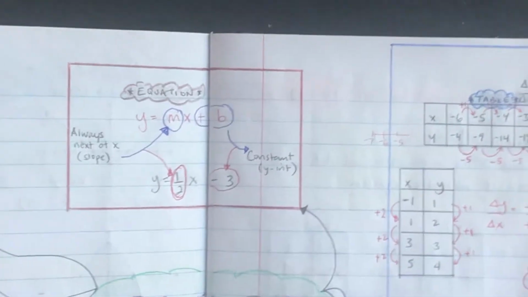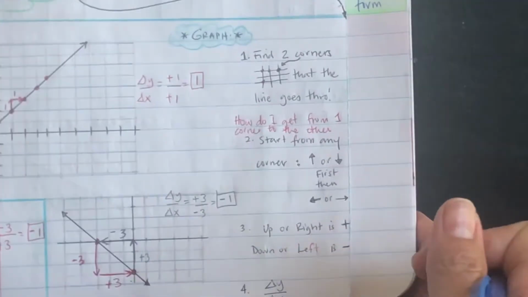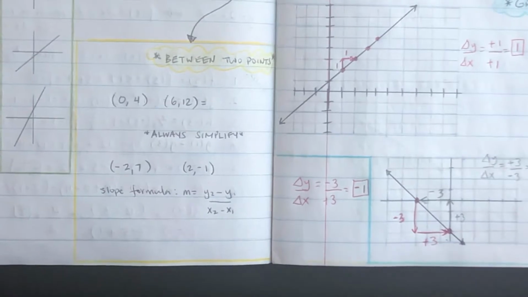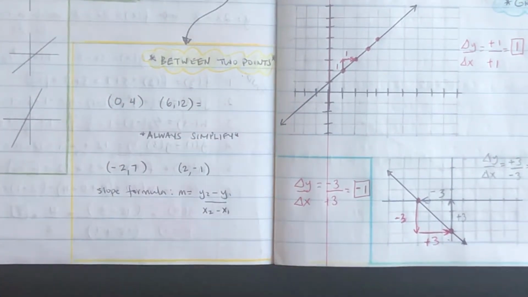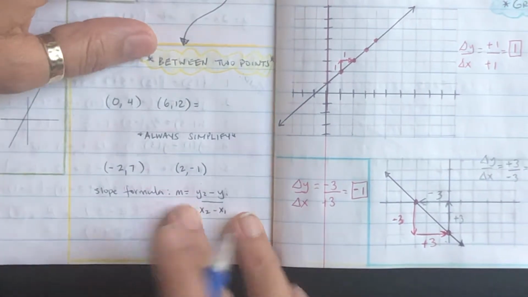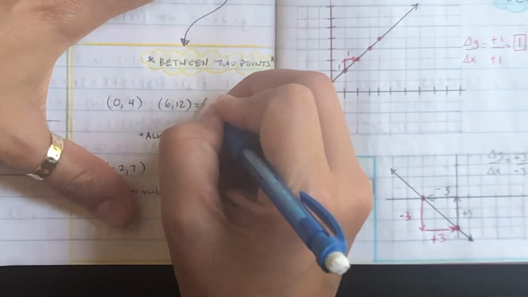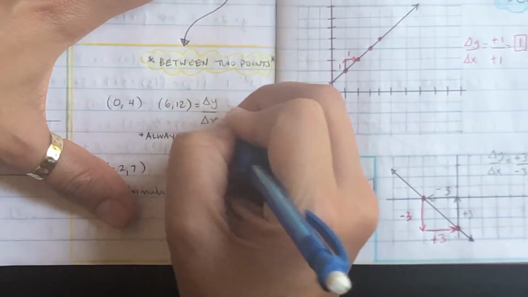Okay, so I've looked at an equation, a table, a graph. The other thing you could look at is slope between 2 points. So they give you a coordinate pair and they tell you to find the slope. Again, it's still the same thing as change in y over the change in x.